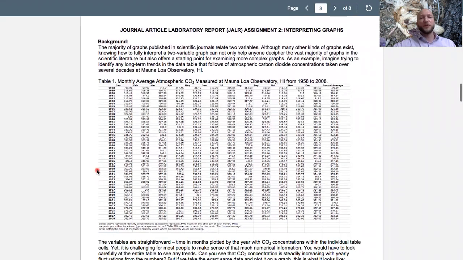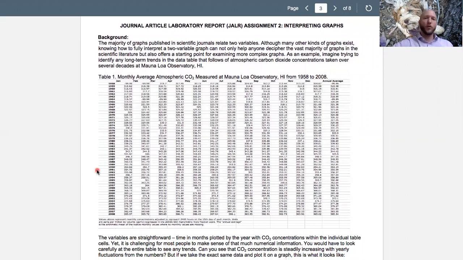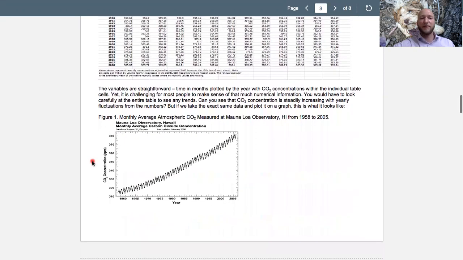Let's look at what's on the screen right now. With a quick glance, can you tell anything about monthly average atmospheric CO2 measured at the Mauna Loa Observatory? No, it's a big wall of data. It doesn't tell you anything at a quick glance. So while you should have these in the back of scientific papers that you write, it's not going to quickly communicate or show what you want it to. And that's why we have graphs.